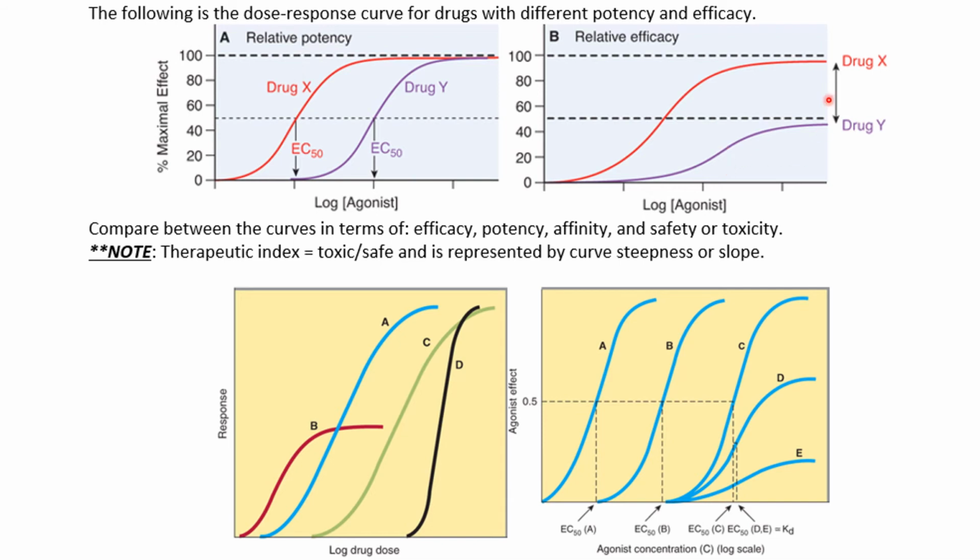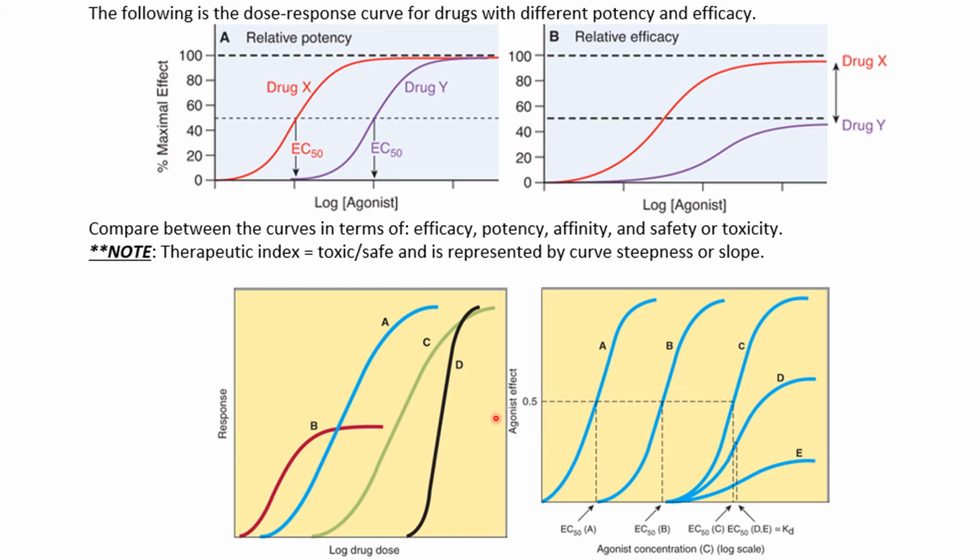On the other hand, if you have two drugs, one of them achieves a maximum effect equal to this value, 50, while the other achieves a maximum effect equal to this value, 100. In other words, drug Y is much weaker than X, and because it achieves less efficacy, we say that drug Y is less efficacious than drug X, as the curve shows. So when the curve shifts to the bottom, it's less efficacious.